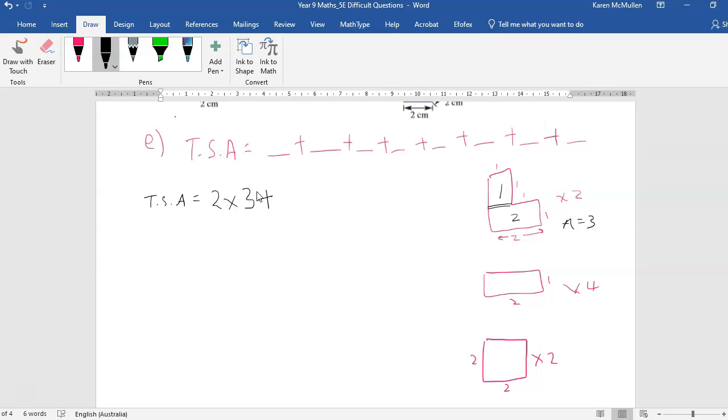Here we've got a rectangle. So 2 times 1 is 2. So 2 lots of 4, or 4 lots of 2. And 2 times 2 is 4. And we've got 2 of them. So it's going to be 2 times 4. And then we just add everything together. So 6 plus 8 plus 8 gives you, what's that, 22 centimeters squared.